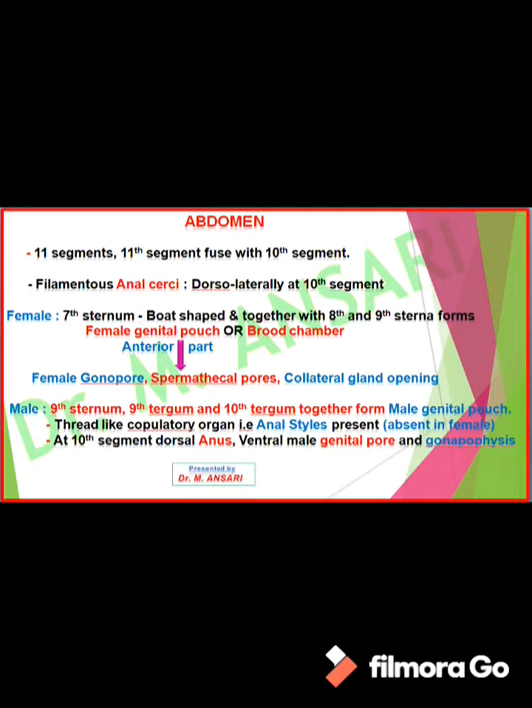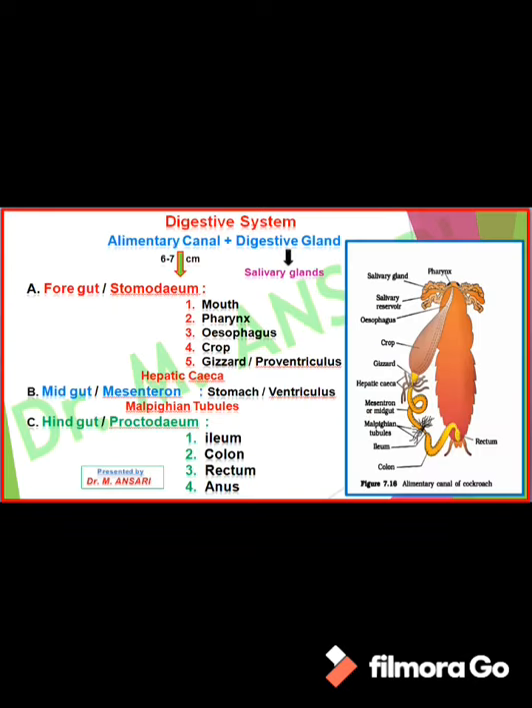In male, the 9th sternum fuses with the 9th tergum, and the 10th tergum together forms the male genital pouch. Thread-like copulatory organs called anal styles are present at the lateral sides of the 9th segment, which are absent in female cockroach, and it gives a distinct sexual dimorphism to the cockroach. At the 10th segment, the dorsal anus is present, and ventral, opposite to it, the male gonopore is present.